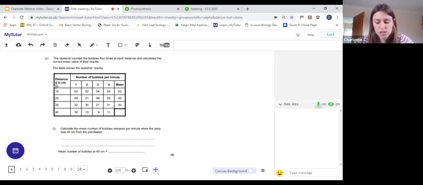This is exactly the question where you need to look closely and make sure that you're reading it through. So we've got distance in centimetres down here, number of bubbles per minute here. First minute, second minute, third minute, fourth minute, and then the mean. Okay. Few people answering. Someone popped in 32 there. Another person saying 15. 10's another possible answer.